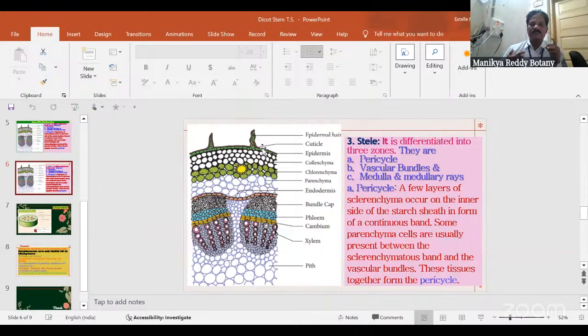What is the function of cuticle and epidermal hairs? Epidermal hairs in dicot stem are also called as trichomes. Trichomes are nothing but they are epidermal hairs, outgrowths of the epidermis. They protect stems and they check the transpiration. Cuticle along with the epidermal hairs check the transpiration. These are the trichomes. This is epidermis.